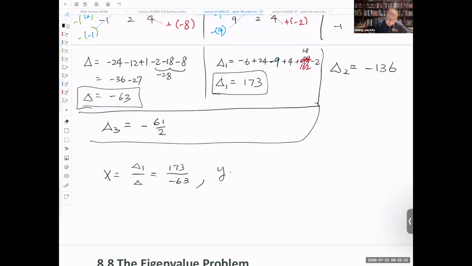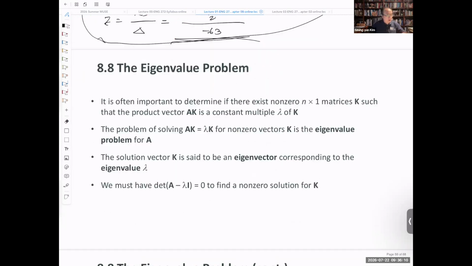And x equals delta 1 over delta, which is 173 over -63. Then y equals delta 2 over delta, that is -136 over -63. And finally, z equals delta 3 over delta, and that is -61/2 over -63. The last section for chapter 8 is the eigenvalue problem.